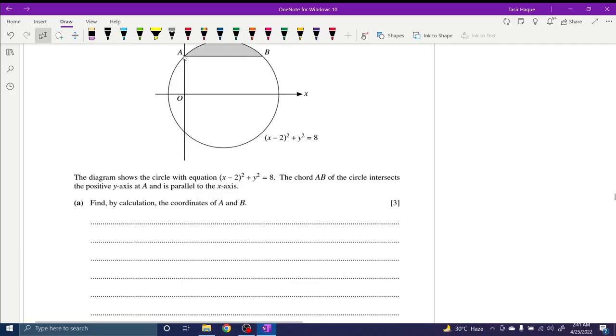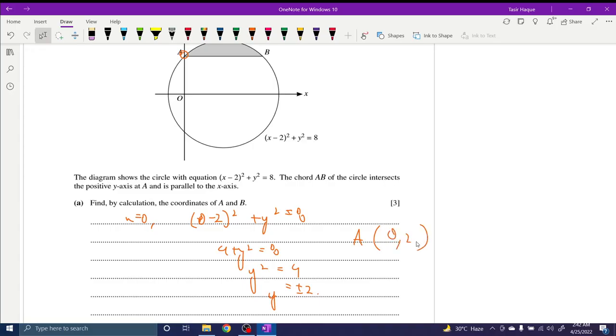Okay, so we know that at A, the x coordinate is 0. So if we just input x equals to 0, this becomes 0 minus 2 whole square plus y square is equal to 8, or 4 plus y square is equal to 8, y square is equal to 4, y is equal to plus minus 2. So A is obviously going to be plus 2, right? So it's 2 comma 0. I mean 0 comma 2 because x is 0. These are the coordinates of A.